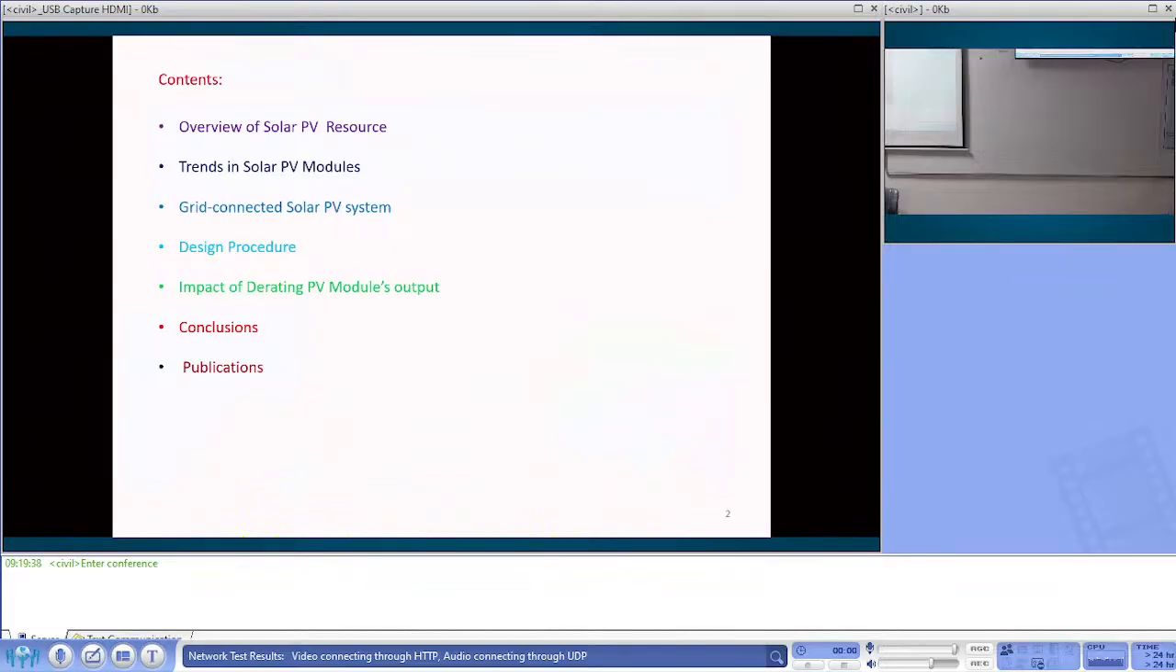Then after modules, the terminal box will give you DC, and how these panels are connected in series to form one string, how there are parallel strings, and how you decide the rating of the inverter, the number of modules in the string as well as the number of strings. So some numericals will be covered.